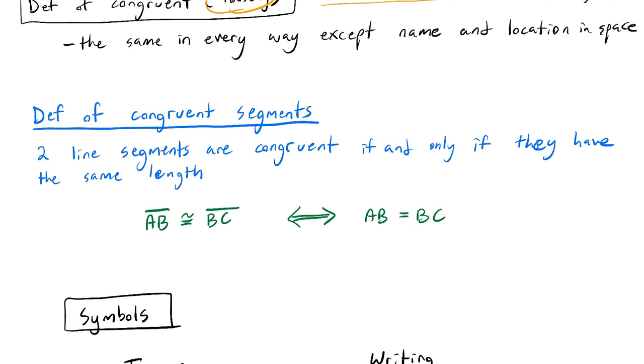We have symbols for it. So just like we have equals for numbers, we have this symbol for congruent. And so for congruent segments, we just say two line segments are congruent if and only if they have the same length, since that's their only measurement. Okay, so if I have a line segment of 5 and another line segment of 5, those two line segments are congruent, right? They might have different names and be in different places in space, but if you line them up, they're the exact same length. All we did was move them to different places, okay?